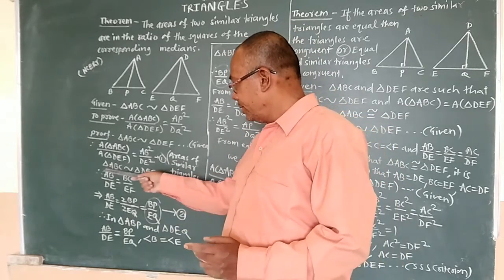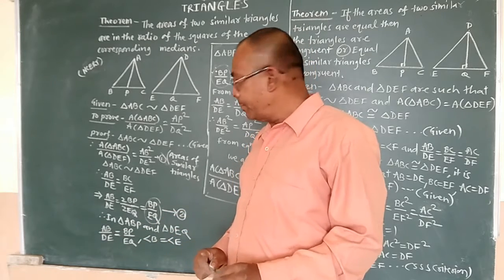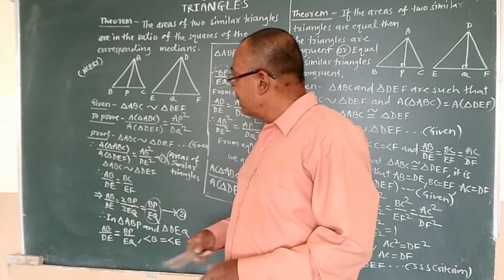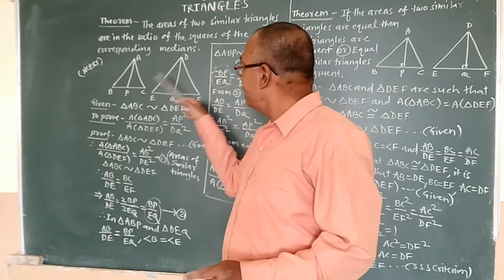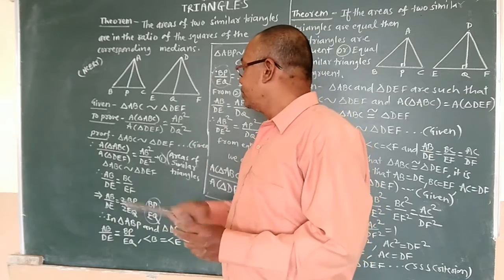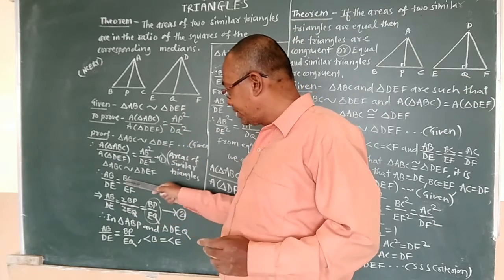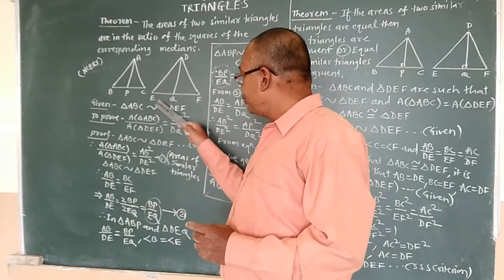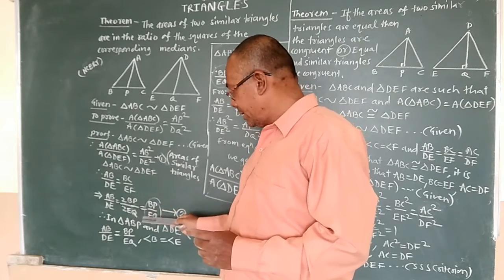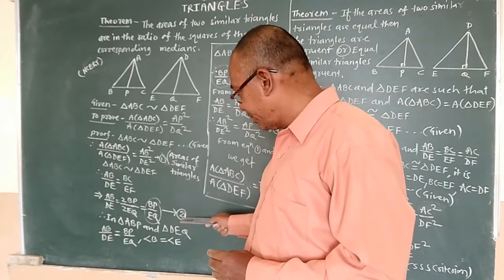Again, we are given that triangle ABC is similar to triangle DEF. We know that if the triangles are similar, then corresponding sides are proportional, and therefore AB upon DE is equal to BC upon EF. But here it is given that AP is the median, DQ is the median, so P is the midpoint of BC and Q is the midpoint of EF. So here BC is equal to 2BP and EF is equal to 2EQ. So instead of BC we have written 2BP, and instead of EF, 2EQ. Here 2 will get cancelled and we will get AB upon DE is equal to BP upon EQ, and that is equation number 2.